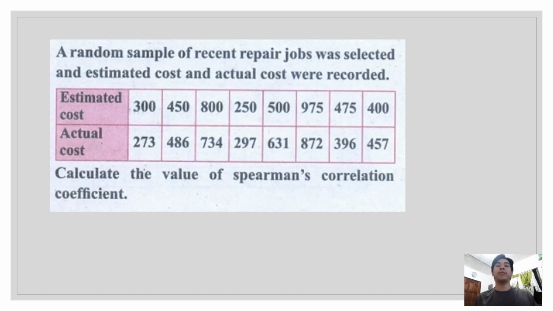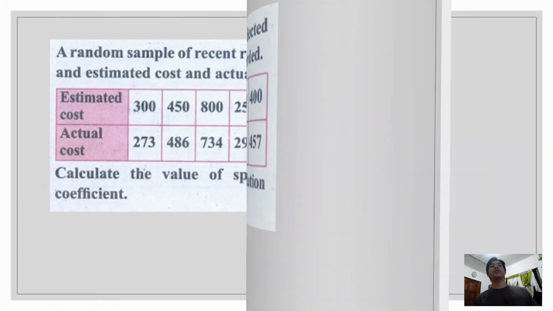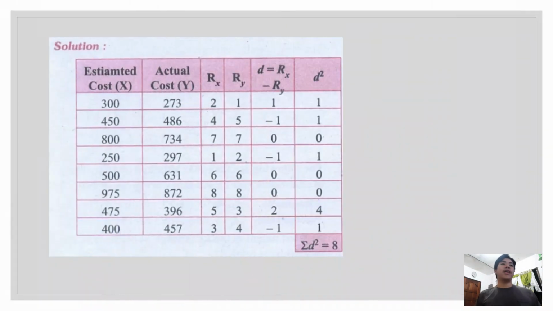This is the same as our procedure in the earlier example. We first need to find the ranks of each variable, starting with our estimated cost, our X variable. The rank of 300 is 2, the rank of 450 is 4, 800 is rank 7, 250 is rank 1, 500 is rank 6, 975 is rank 8, 475 is rank 5, 400 is rank 3. Here we still use the lowest to highest ranking.